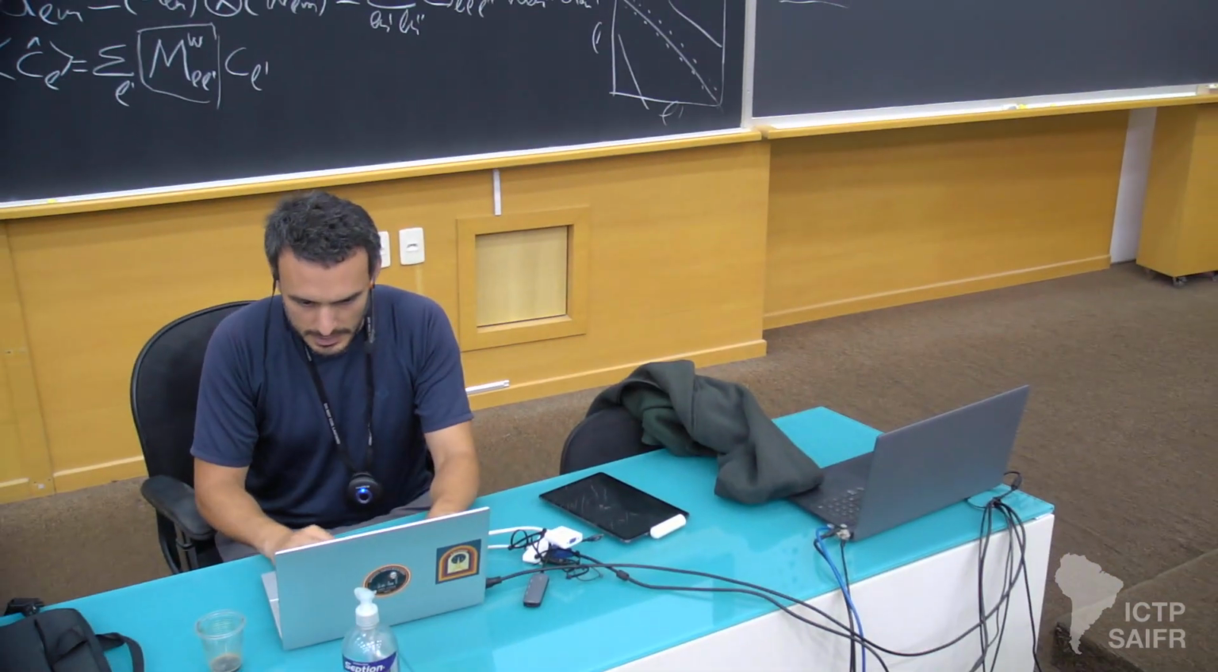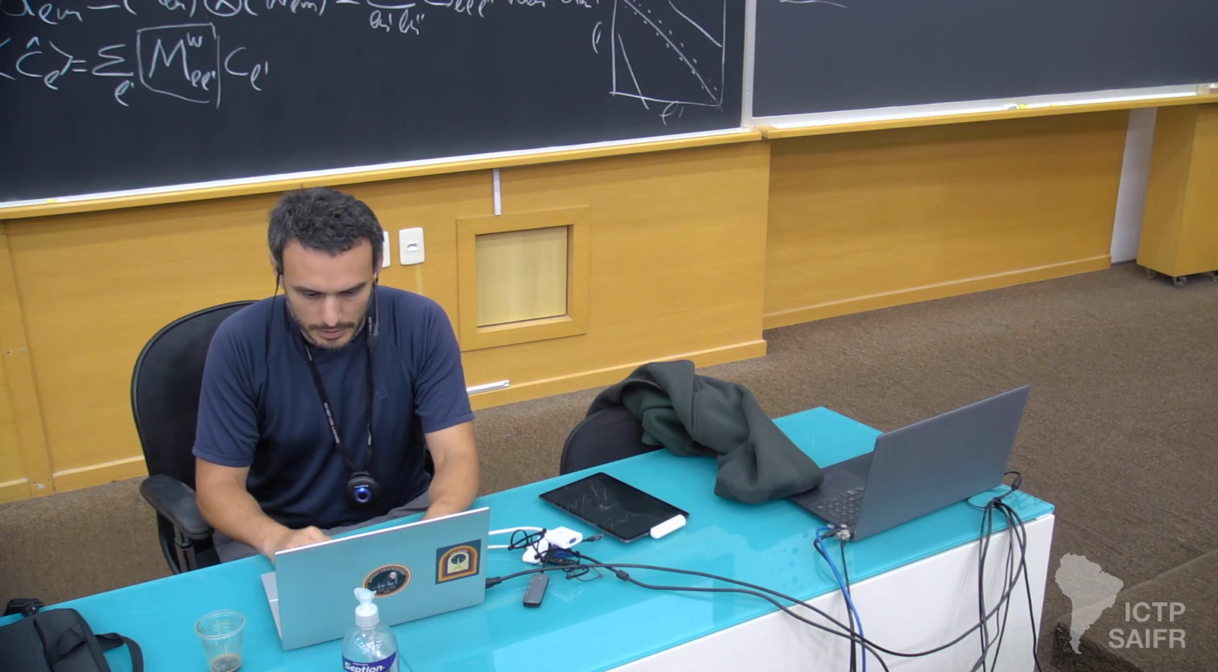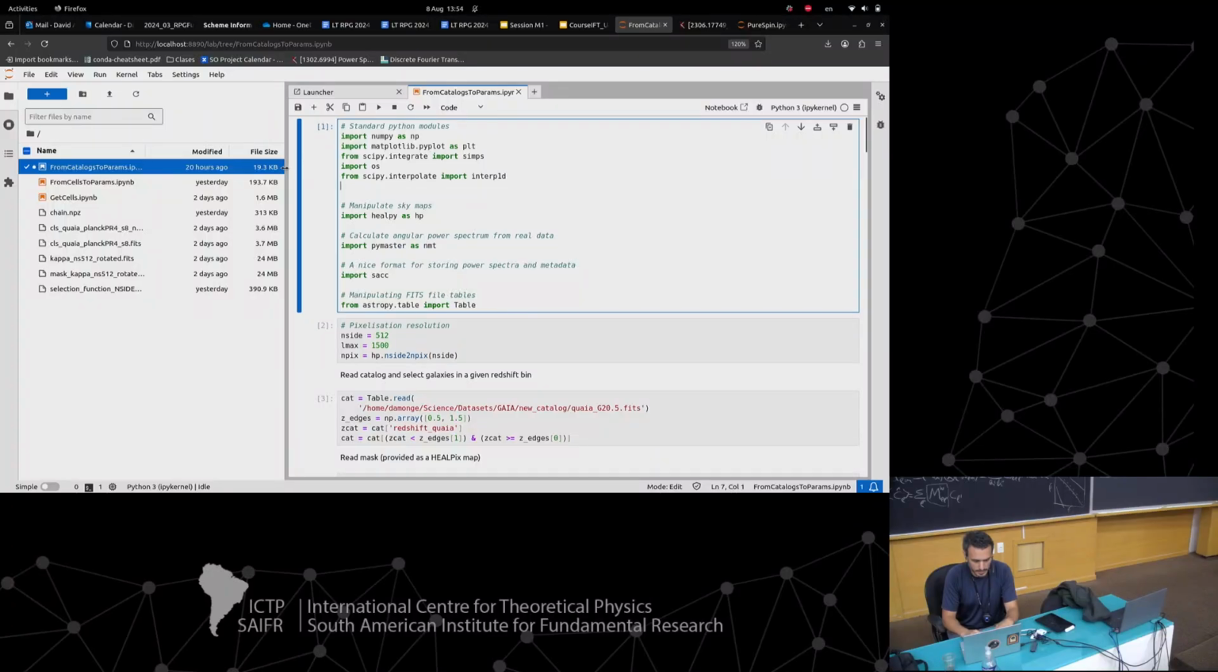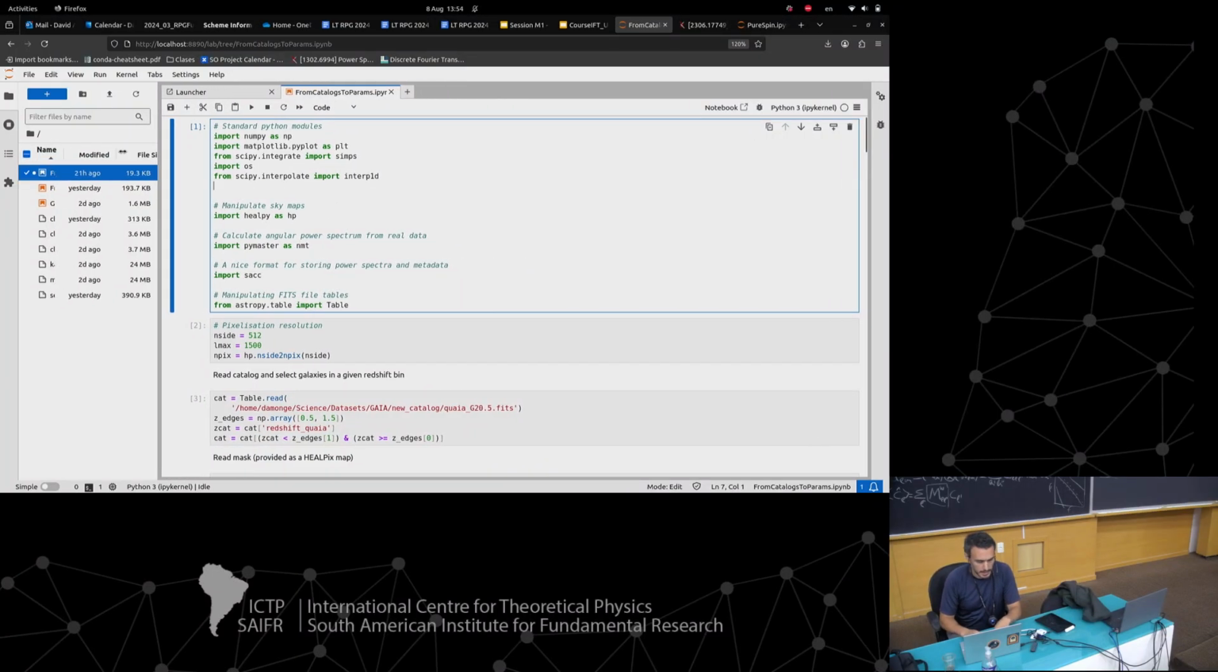So what I wanted to do in the second half of the lecture is basically go through a notebook, which hopefully you can see, that will take us from a real catalog of galaxies all the way to final parameters. This catalog comes from a sample called Quaia, which is a sample of quasars. We're going to measure the power spectrum of these galaxies, the cross-correlation of these galaxies with CMB lensing, and we will extract constraints on sigma 8 and omega m. This is real data, okay?